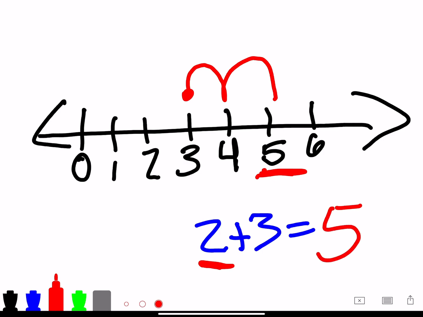And have you noticed we went forward? That's how I like to think of counting on. We're moving further away from 0. We're going further away on a journey away from 0. Okay? So this is an example for an addition equation.